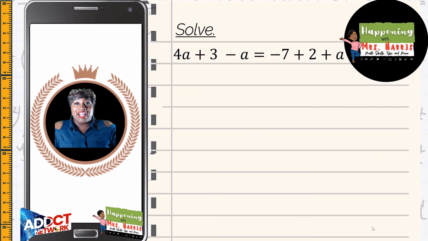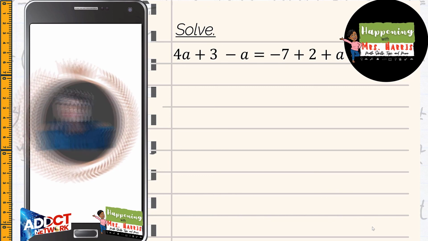Here is our last example. Solve 4a plus 3 minus a equals -7 plus 2 plus 8. Take a deep breath. You've got it. Let's go.